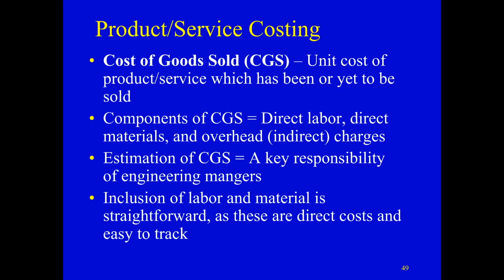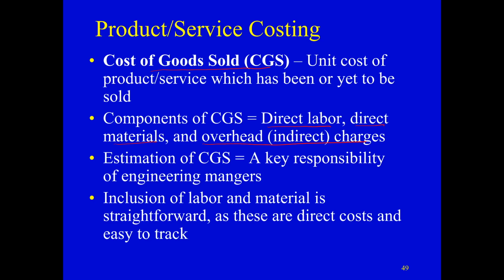Cost of goods sold. It's the unit cost of a product or service which has been or is yet to be sold. The components of cost of goods sold are direct labor, direct material, and overhead charges. Direct labor and direct material costs are easy to find out, but the overhead charges are difficult to allocate to the cost objects, meaning the products or services.